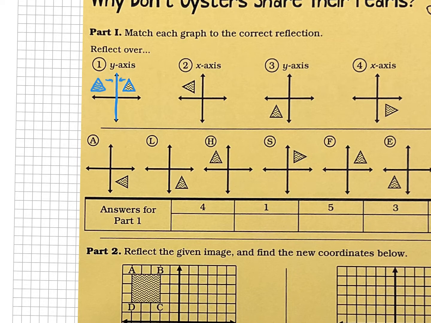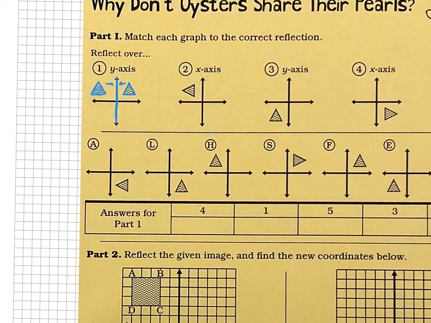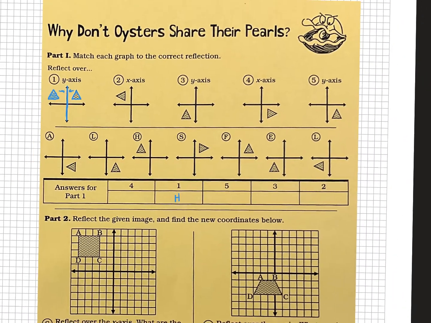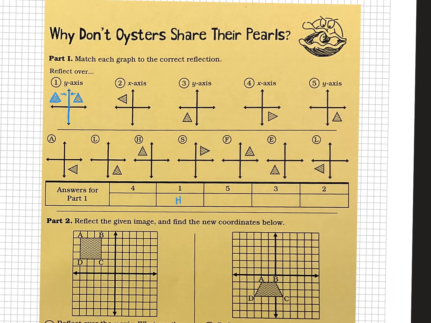So it's the same. I made mine a little too far away, but it should be the same distance. So of the ones that it would be H for number one. For number two, you have to reflect it across the x-axis. So if you basically folded the paper there and moved that down towards the x-axis, where would it be?